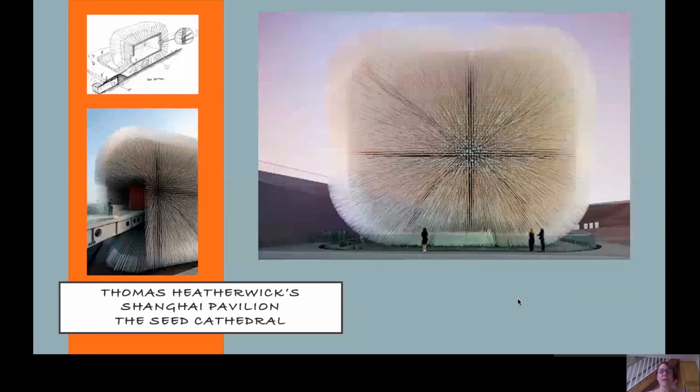Thomas Heatherwick's Shanghai Pavilion, really interesting. This is basically a space covered by fiber optic rods, and within that space, on the top left-hand side, there's a place that could be inhabited. But also think about this at night time. It's just a really interesting form and also texture.